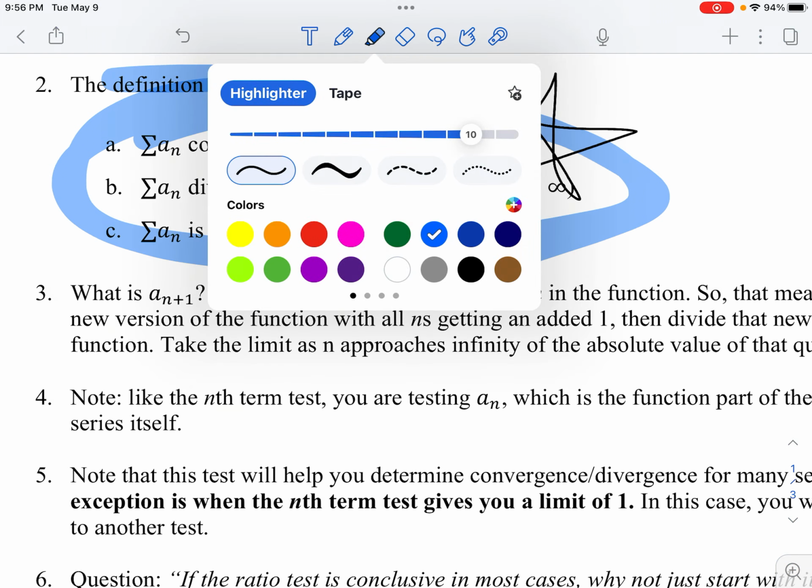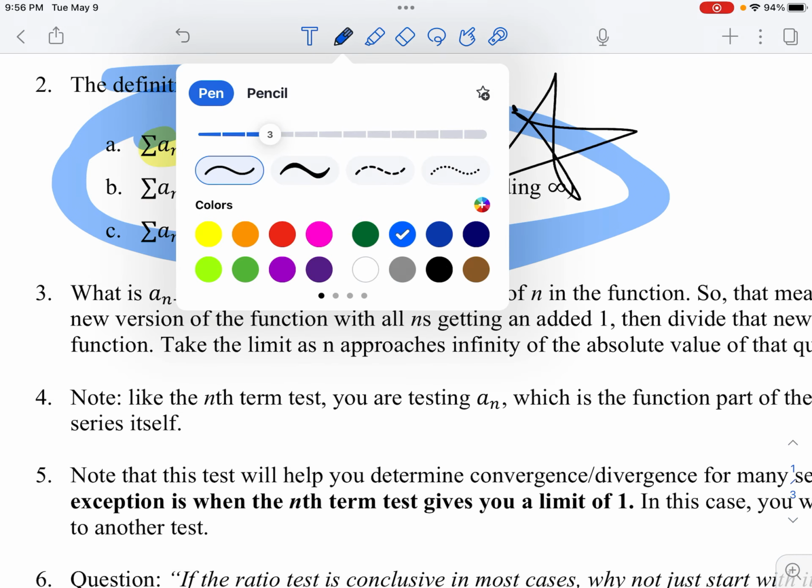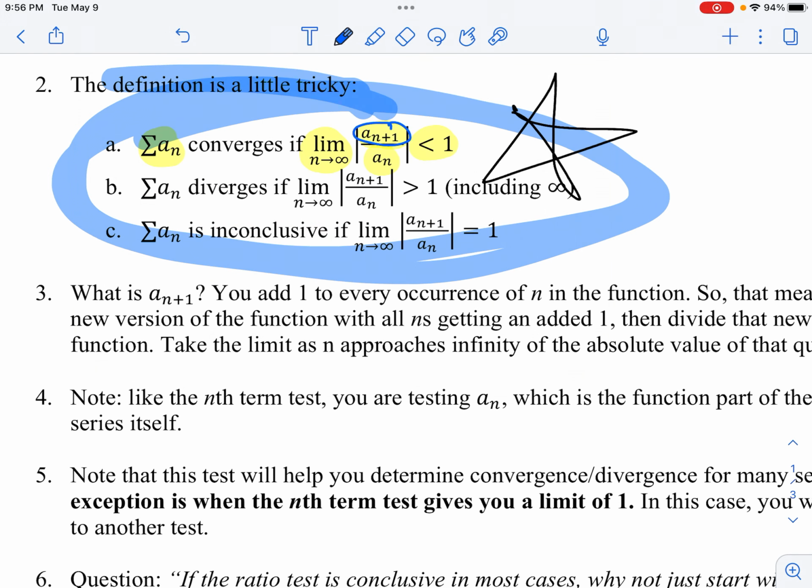So here we go. What does it say? Well, the series will converge if the limit as n goes to infinity of the absolute value of the next term up from your series divided by the series is less than 1. Now, this is tricky: a sub n plus 1 divided by a sub n. I'll explain what all these mean in a minute. Let's just go through the rest of the definition.